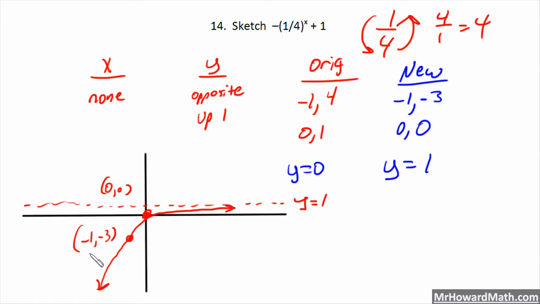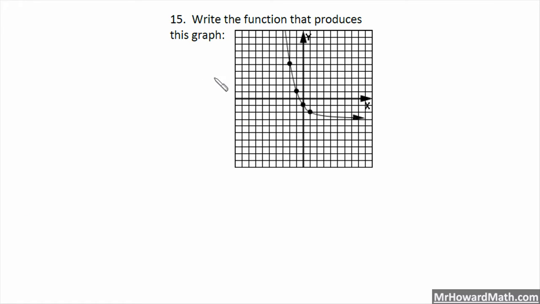Let's go into 15. Alright, problem 15, we're asked to write the function that produces this graph. This is an exponential decay graph. You could also write it as exponential growth if you write the reflection correctly. And by the way, if you're having trouble with anything specific on this review, make sure you go back to the videos for that specific topic where you can get a lot more example problems to look at. So all of those videos are in the same Unit 11 playlist.